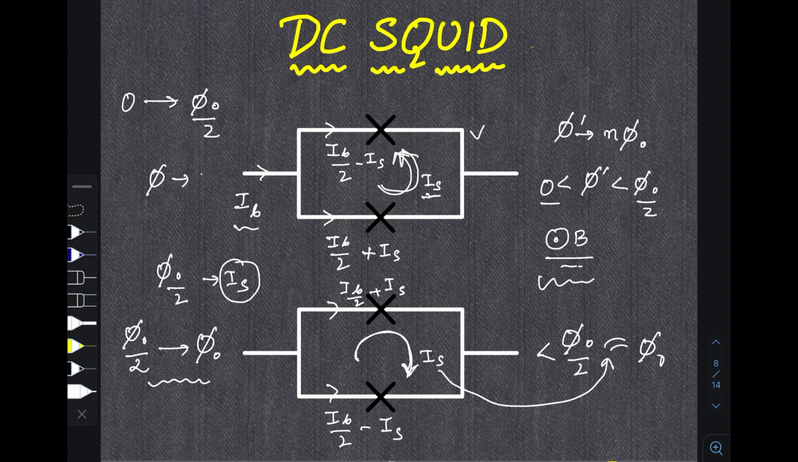It will either make it phi naught or make it 0, depending on which one is easier to do. Sorry, this is not phi, this is 0. So in the first case, it is easier for the flux to go to 0, and in the second case, it is easier for the flux to go to phi naught. So that is how this will work.